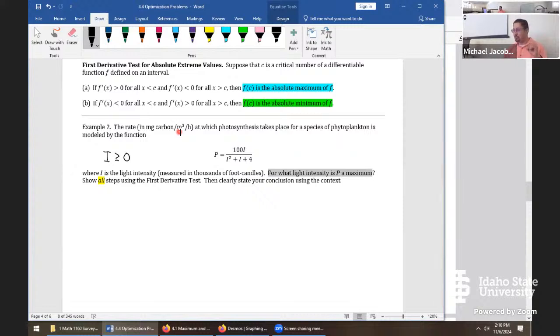You can't have the lights set to 0. If I hit 0, nothing happens. You don't have any photosynthesis taking place. But if the light intensity I is set too high, you're going to kill the phytoplankton, and now again, there's no actual photosynthesis. So somewhere there's got to be a sweet spot, and using calculus, we can find it. If this is a fairly accurate model, then we should get very great results.